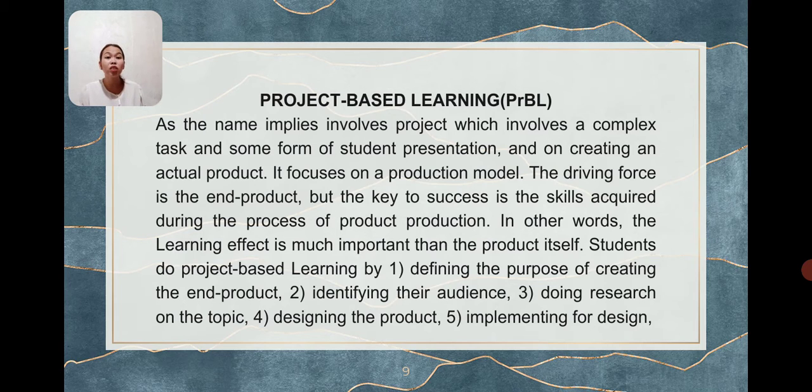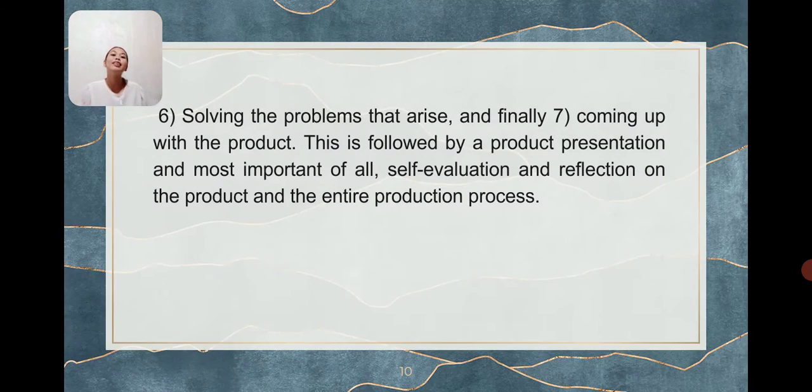Students do project-based learning by first defining the purpose of creating the end product. So, define the purpose of your study. Second is identifying their audience. So, we identify who our audience is. Third is doing research on the topic. Fourth is designing the product. Fifth is implementing the design. Sixth is solving the problems that arise. And finally, seven, coming up with the product. This is followed by a product presentation and, most important of all, self-evaluation and reflection on the product and the entire production process. So that is project-based learning.